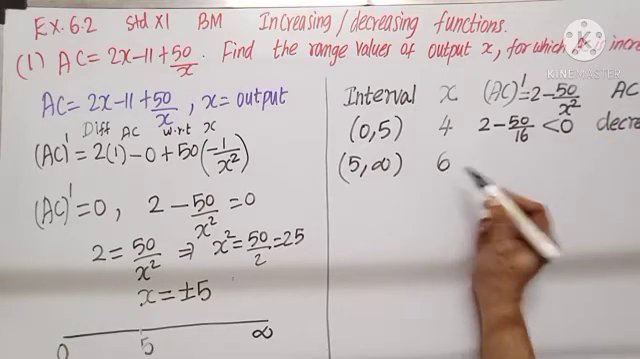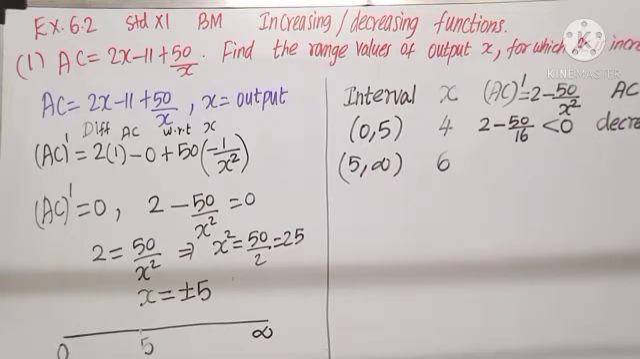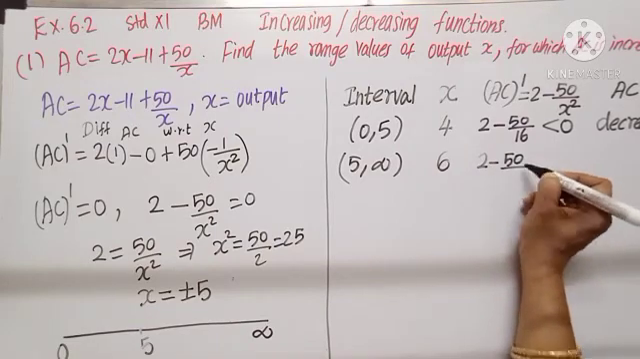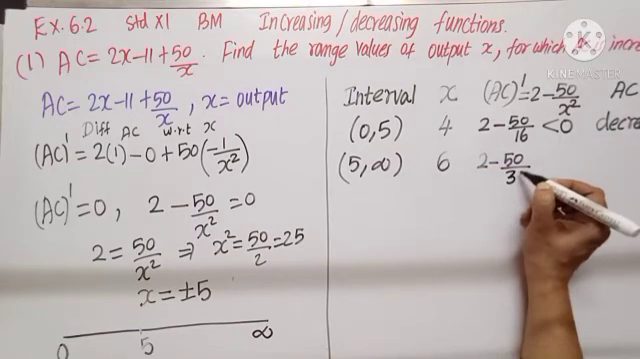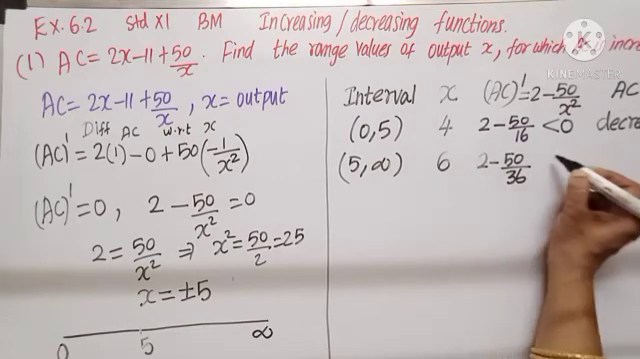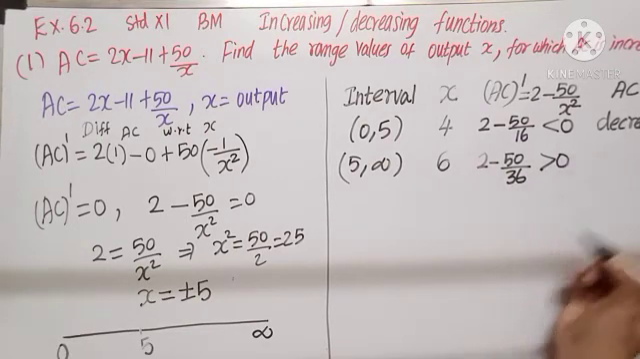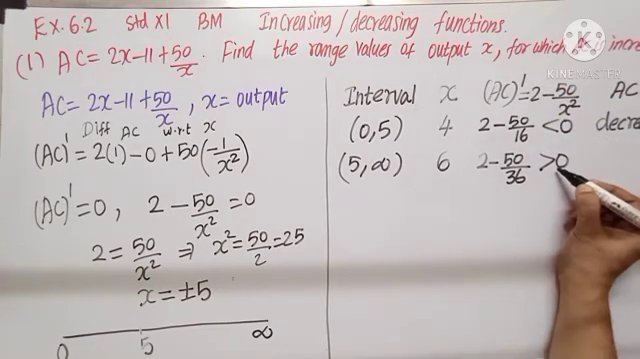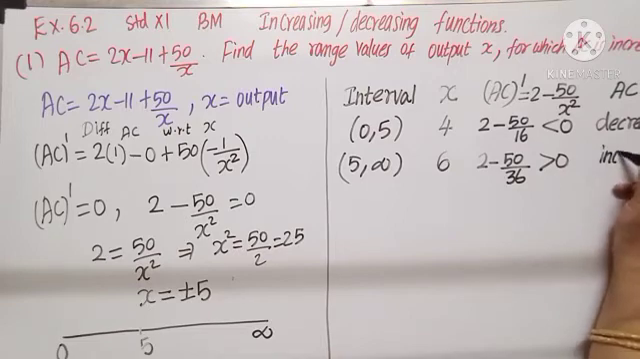Put x is equal to 6. 2 minus 50 by 6 squared, which is 36. Now 72 minus 50, that is greater than 0. Whenever the first derivative is greater than 0, I will declare it is increasing.